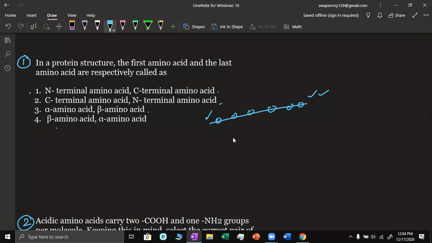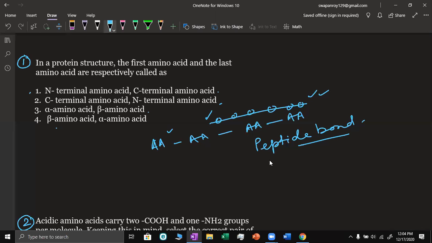The correct option is, see, when different amino acids are joined, then what happened? During this, the amino acids are joined by which bond? They are joined by peptide bond. And in the peptide bond, what happened?